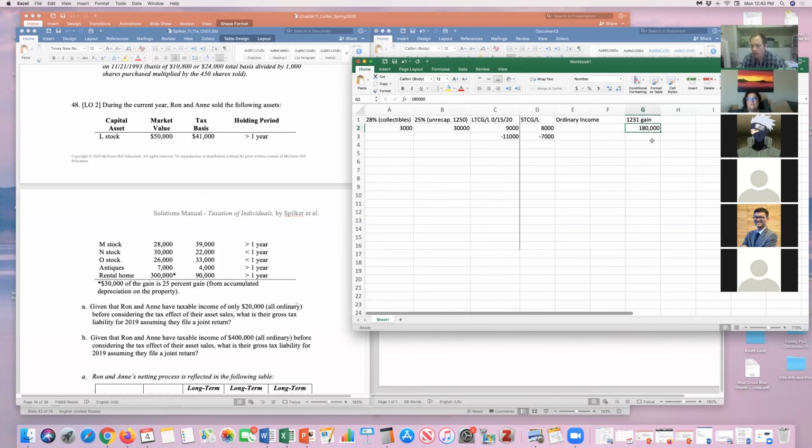we would want to net this with any losses, and we would want to do the look back. This problem doesn't give us any of that information, so we're assuming this is all that's happening. So now this becomes a net 1231 gain, because there's nothing else to net it against. So now it gets treated as a long-term capital gain.